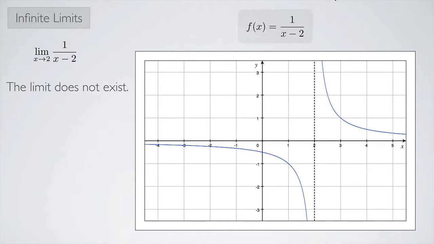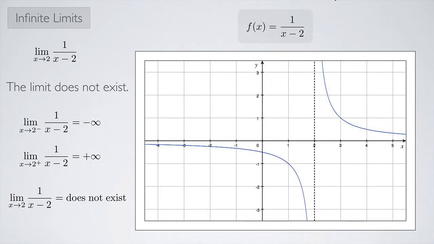So once again, the limit does not exist, but now we can say something a little bit different. We can say that the limit as x approaches 2 from the left of 1 over x minus 2 is negative infinity, while the limit as x approaches 2 from the right of 1 over x minus 2 is positive infinity. So overall, if we just want to talk about the limit as x approaches 2, the most we could say is that this limit does not exist.